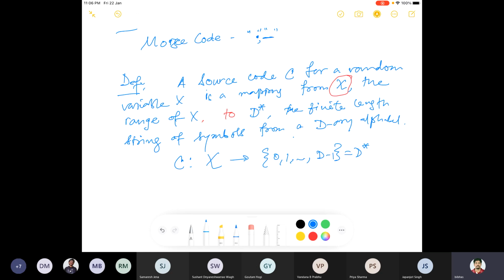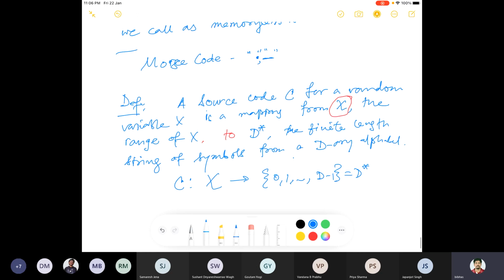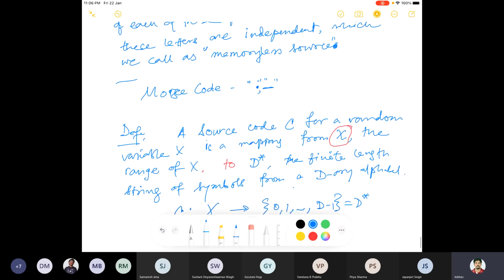So in general, this is the definition. For example, in Morse code, D is equal to dot and dash. This is D, or you can say D star. This star symbol is due to the Thomas and Thomas book, so that's why I'm using this symbol. Otherwise, you can also call D just some set of symbols which you want to use for your coding scheme, for your code word.